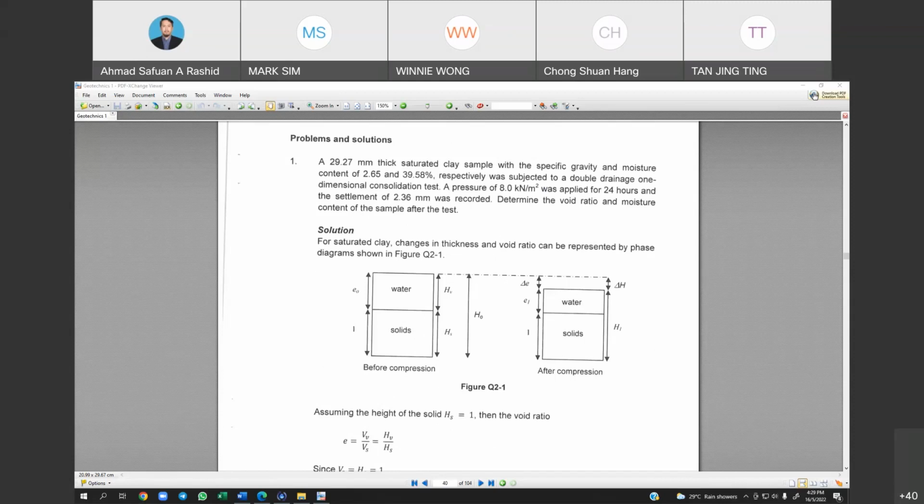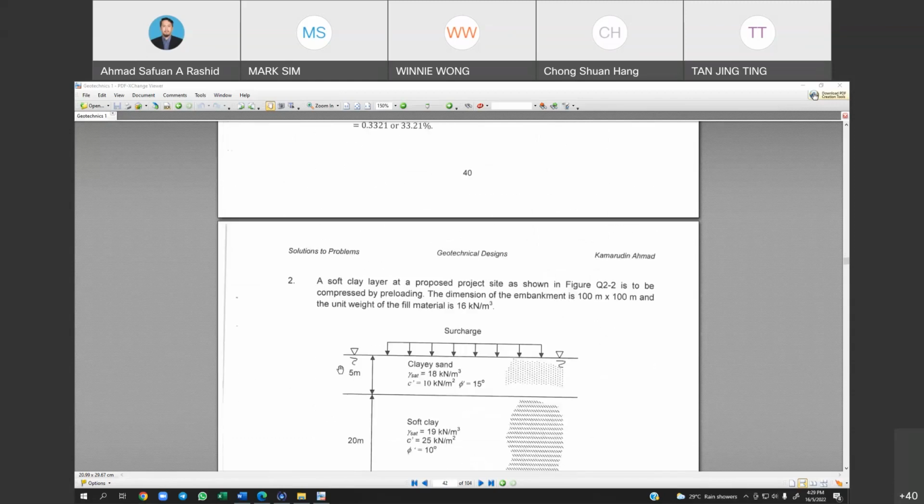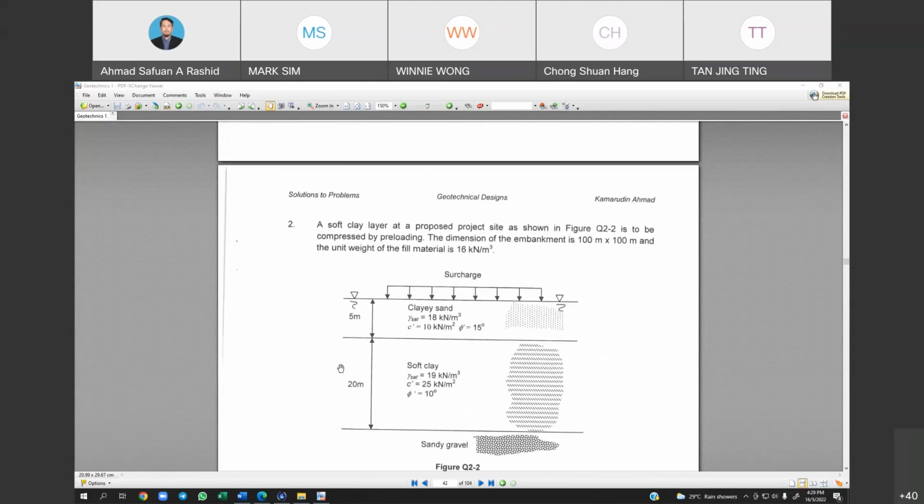Okay, so I move to the second example. For the second example, a soft clay layer as a proposed project site, as shown in figure Q22, is to be compressed by preloading. The dimension of the embankment is 100 meter times 100 meter and the unit weight of the fill material is 16 kilonewton per meter cubed.